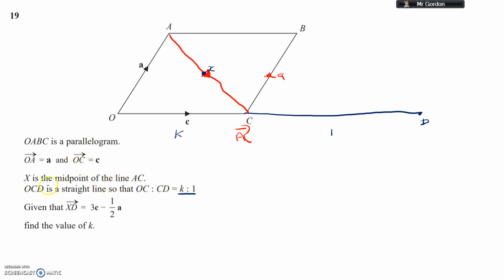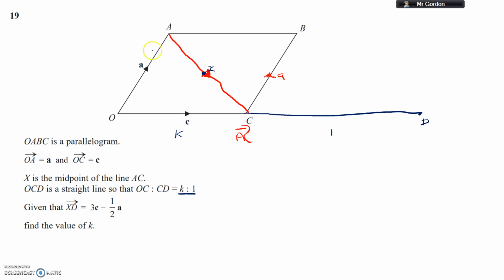So we've got to find the value of K. What's the value of this bit here, in terms of a value, rather than just a letter C? Given that XD, so X to D, this little section here, has a value of 3C minus a half A. So how are we going to start looking at this and trying to solve it? We need to try and work out what the vector XC, CD is going to be.